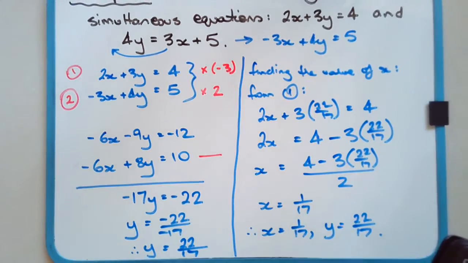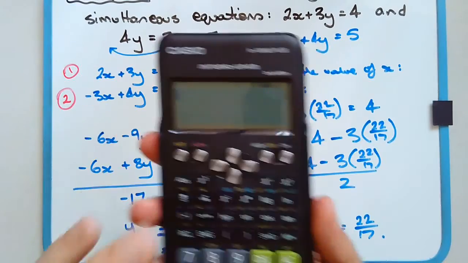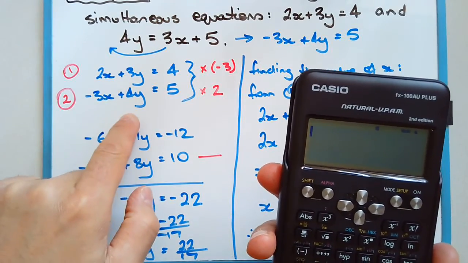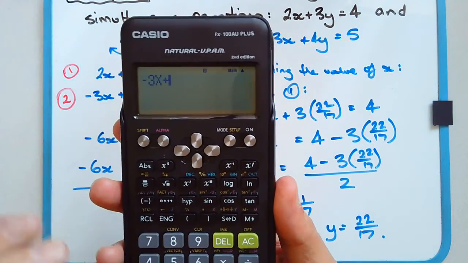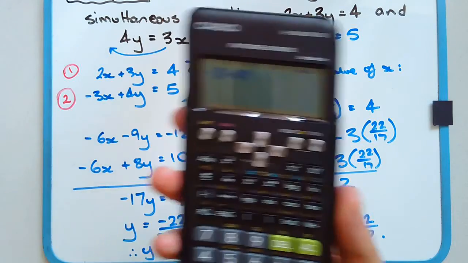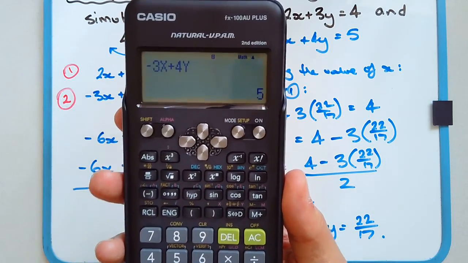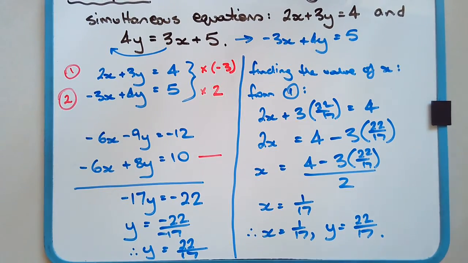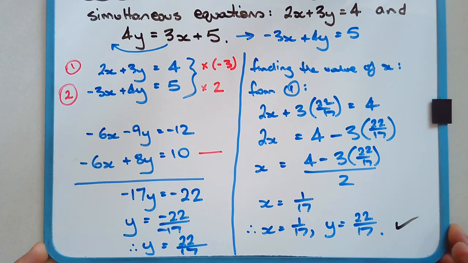So I'm happy with equation 1. Those two answers we found do work for equation 1. Let's try equation number 2. That was negative 3x plus 4y. So negative 3x plus 4y. Now, bit of a drum roll. Do we get 5 as an answer? And we do. Excellent. So I am assured that these two values are the solution to this set of simultaneous equations, and hopefully get the marks.